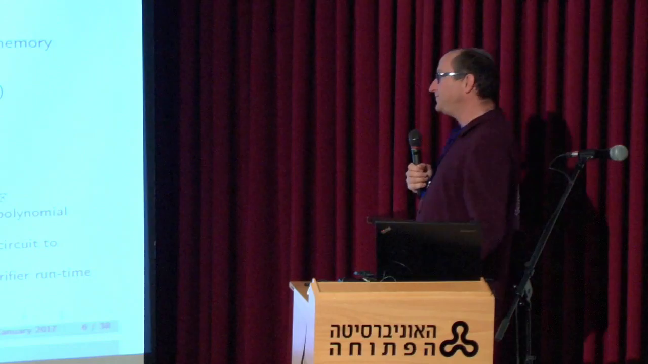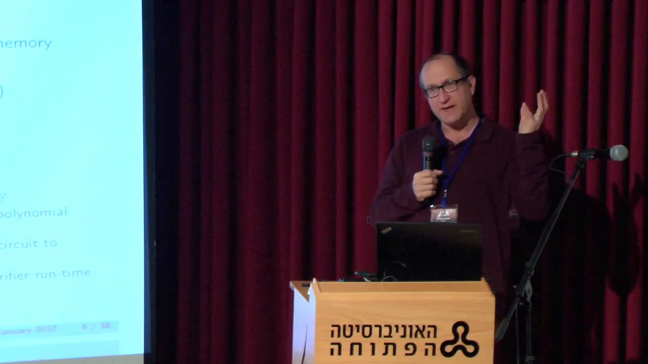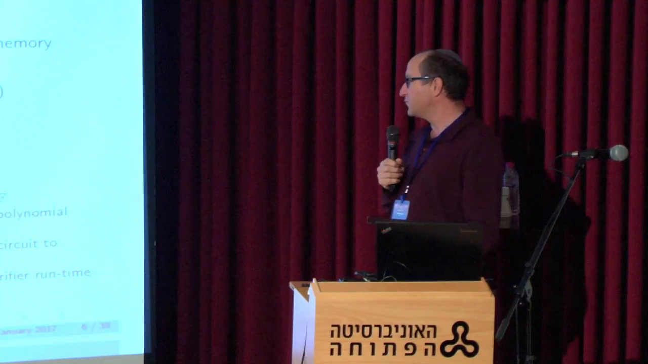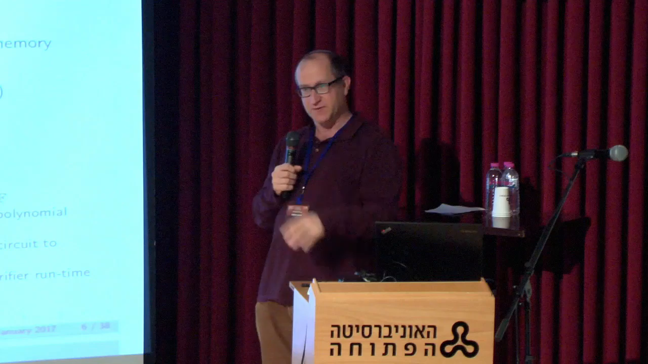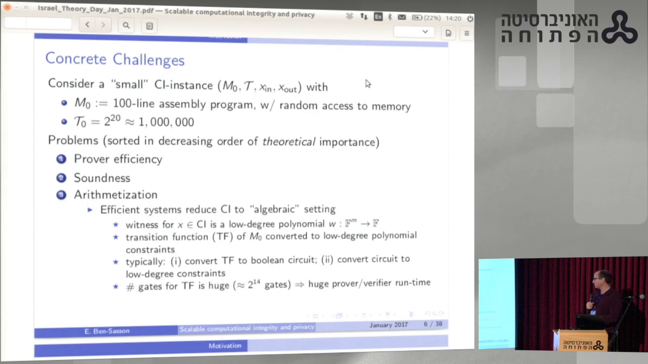So the third problem that I won't talk about after this slide today is that of arithmetization. You're going to need to convert your computation and its transition function into some set of constraints that you can build a PCP for. And typically, in theoretical papers, you transfer it to a Boolean circuit, because Boolean circuits are very easy to work with and argue about, and then you convert the Boolean circuit to some arithmetic formula. Practically speaking, the number of gates you're going to end up with is pretty huge, like 2 to the 14 per cycle, and then you need to multiply this by 2 to the 20. This is something that both the verifier and the prover need to work with, and again, things blow up pretty quickly.